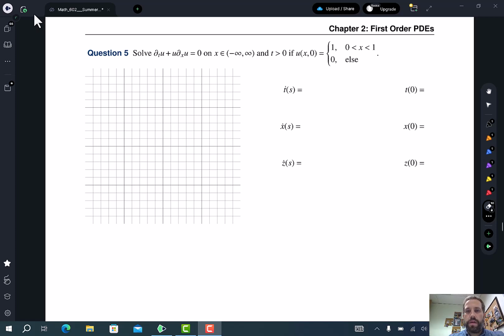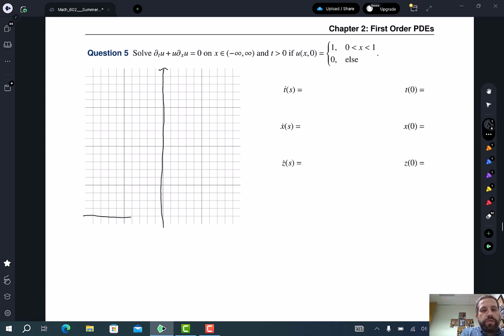Okay, so again, normal things. The equation is in the right form. I'm going to look at my Cauchy data. It's on the x-axis. That's my Cauchy curve.